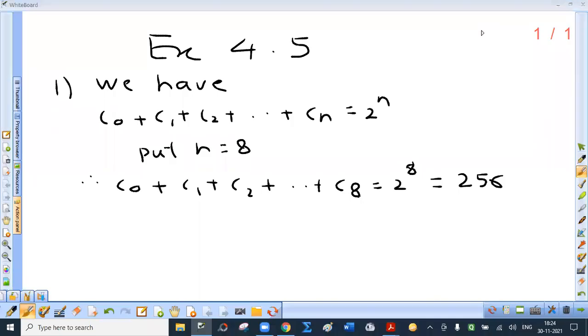Exercise 4.5. First sum, show that C0 plus C1 plus C2 up to C8 is 256. Now, sum of all binomial coefficients of order n is 2 raised to n. So just put n equal to 8. Why 8 only? Because C0 plus C1 up to C8 is asked. Now it is 2 raised to 8, 256. That's it.